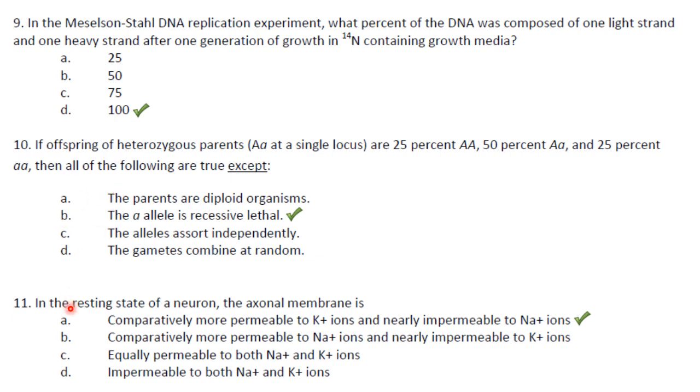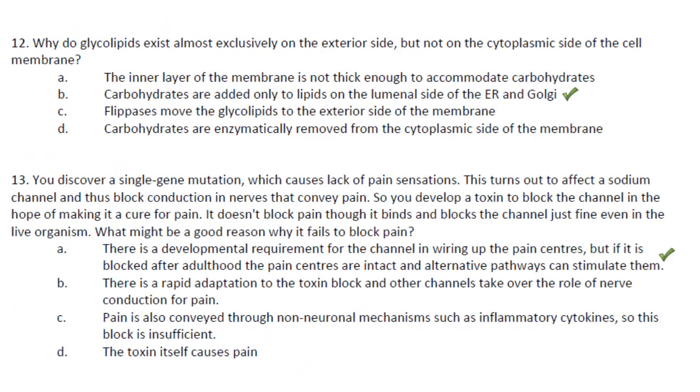Then next one. In the resting state of a neuron, the axonal membrane is comparatively more permeable to K positive ions and nearly impermeable to Na positive ions. The resting state of a neuron is minus 70 mV. So the answer here is: it is more permeable to K positive ions. Answer is option.